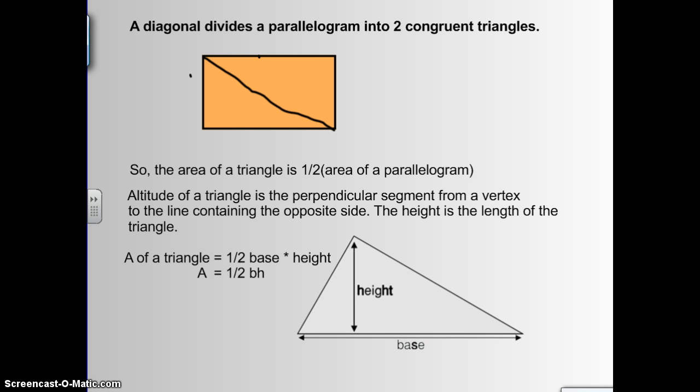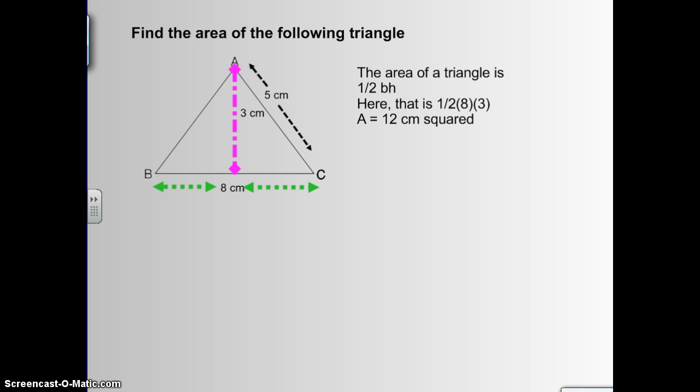The base is that length sideways across the bottom. The height is going to be from the opposite vertex straight down to the base at a right angle. So it's not the length of either one of the sides that are opposite the base. It's actually a line dropping from the vertex straight down to the base. The area of a triangle is 1/2 the base times the height of the triangle, or 1/2 b times h.